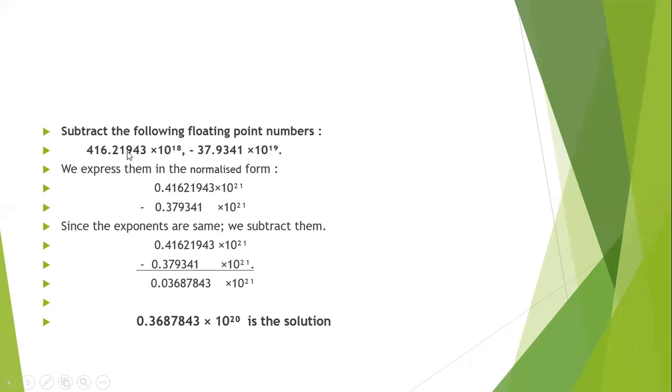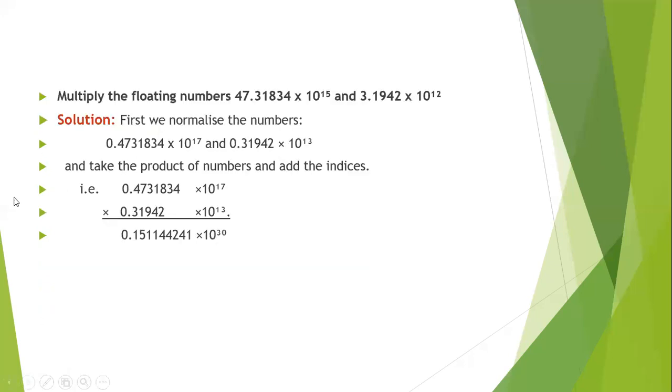Three digits are transferred to the right of the decimal point, therefore add 3; and for the other, add 2. Therefore, 18 plus 3 is 21, and 19 plus 2 is 21. The exponents are equal. Then we subtract the numbers from each other, and the answer is 0.0368784 into 10 raised to 21. Convert it into normalized floating point form. Then 0.3687843 into 10 raised to 20 is the solution.